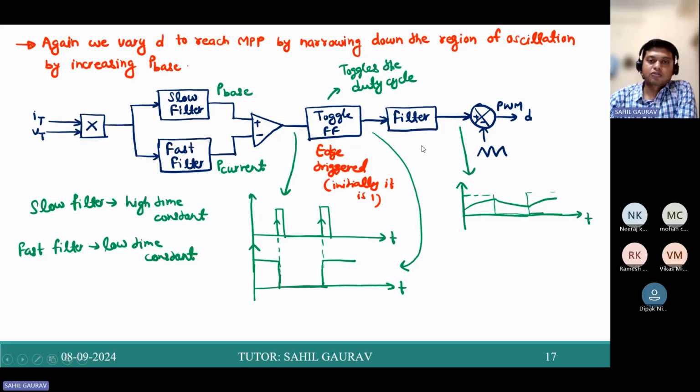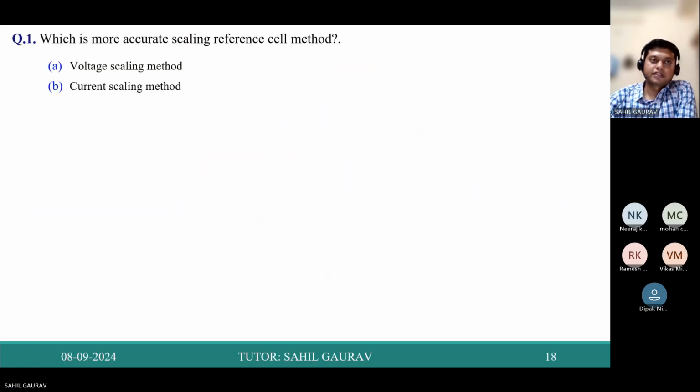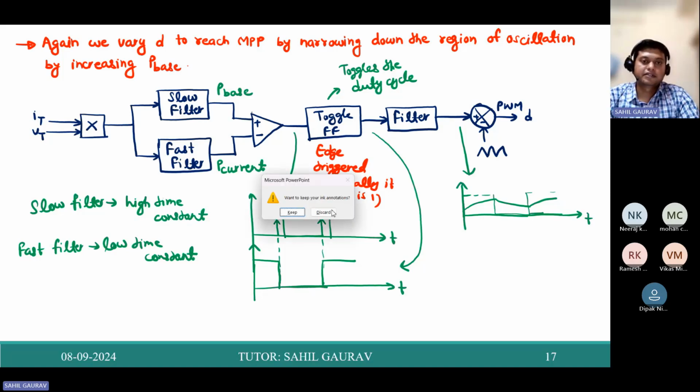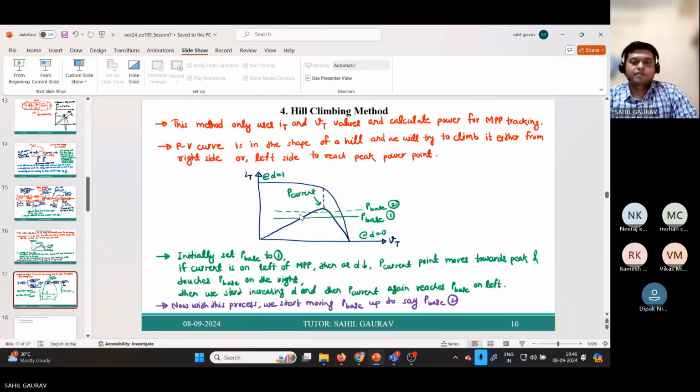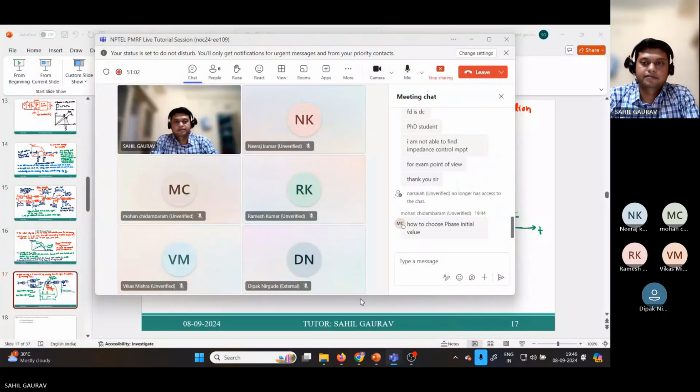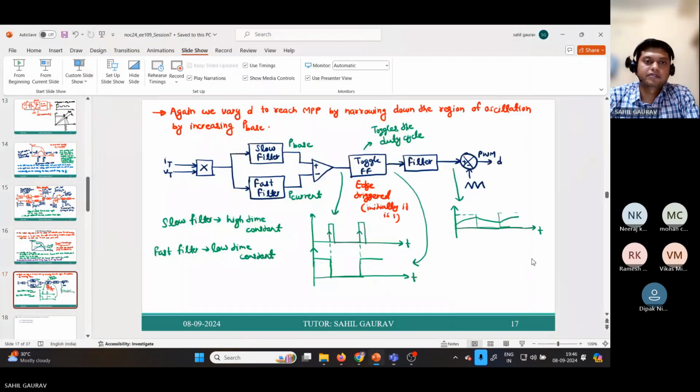If you pass this waveform through this filter, you will get a waveform like this. Again you compare using this comparator, and you get the PWM pulses to implement this MPPT algorithm. So till here, any doubt, anything you want to ask? How to choose the P base initial value?